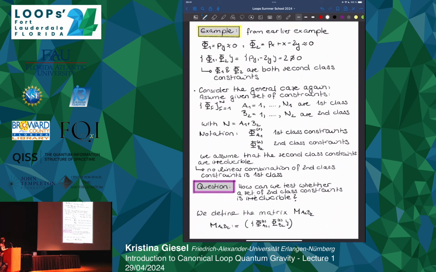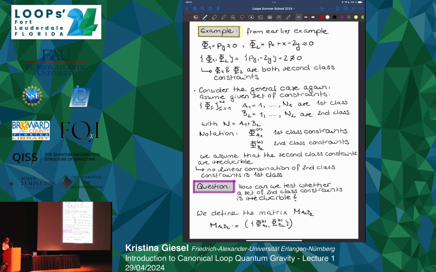Now, the generic situation is that we take our final set of constraints. A subset of them might be first class, which I label by A1 here, which runs from 1 to n1. And you have another subset of constraints, which is second class. I label the first one with a bracket 1 here, the other one with a bracket 2. And of course, the sum of A1 and B2 needs to be the final number of constraints, so capital N.